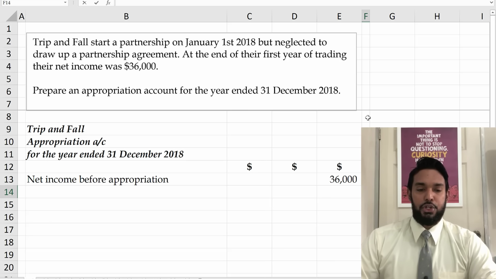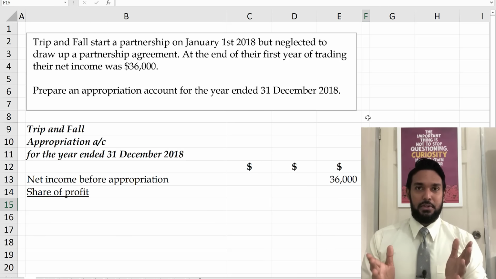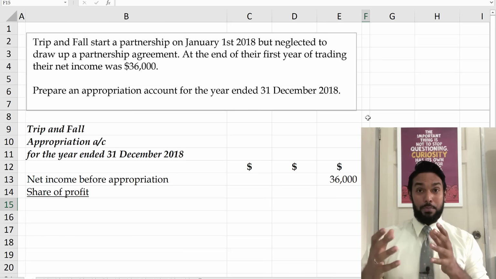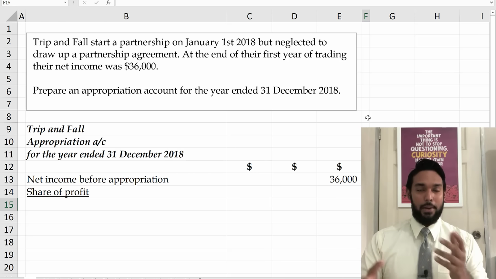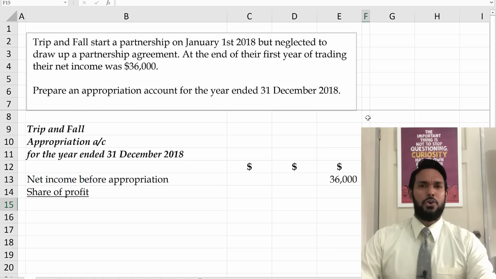Now we're going to share the profit. Share of profit, share the profit, profit share, whatever you call it. I'm saying that because I know different teachers call it different things. So I'm not trying to confuse you. I'm just trying to cater for those who may know these things by a different name. So I do apologize if I'm confusing anybody. I'm sorry. All right. Now, how do we share it?